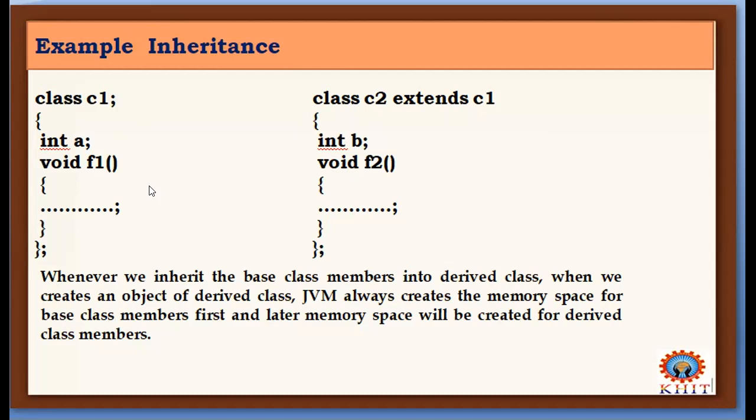Do you understand? So whenever we create an object for a derived class, it will allocate the memory for both the base class members and the derived class members. Okay, that you need to keep in mind.